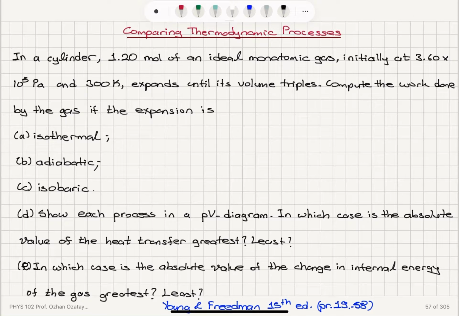Comparing thermodynamic processes. In a cylinder, 1.2 moles of an ideal monatomic gas, initially at 3.6 times 10 to 5 pascals and 300 Kelvin, expands until its volume triples. Compute the work done by the gas if the expansion is isothermal, adiabatic, isobaric. Show each process in a PV diagram. In which case is the absolute value of the heat transfer greatest, least, and in which case is the absolute value of the change in internal energy of the gas greatest and least.